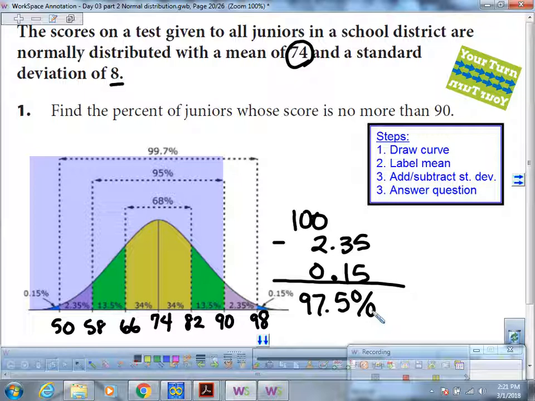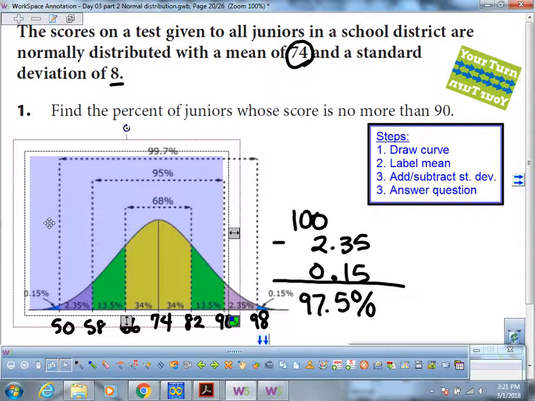No, I'd have to add all of these, because if they had to score no more than 90, that means they could have scored all the way down to here. They could have scored a 0. Does that make sense? They could have scored a 0. That's these people down here. Really low scores. Okay, guys, ready for another one?